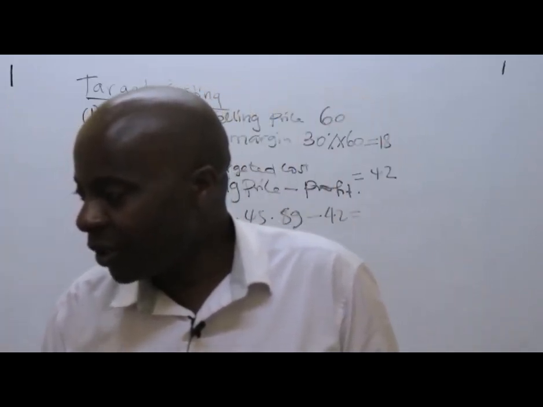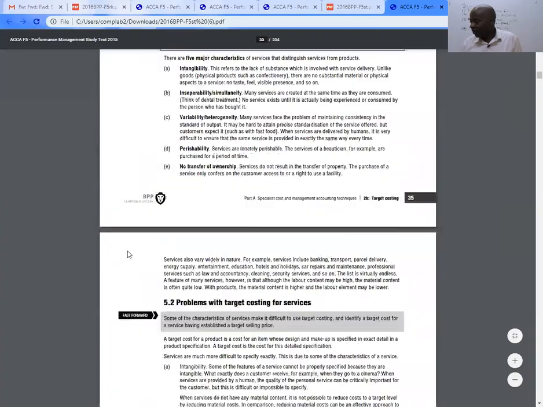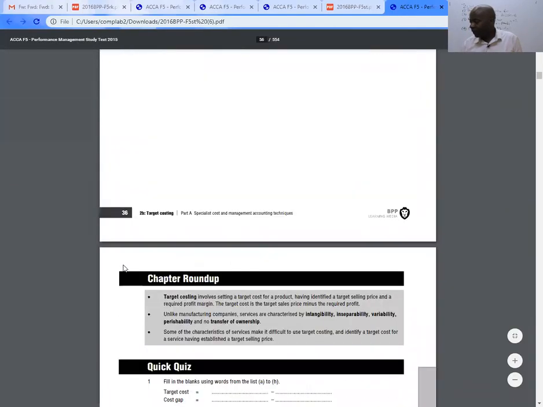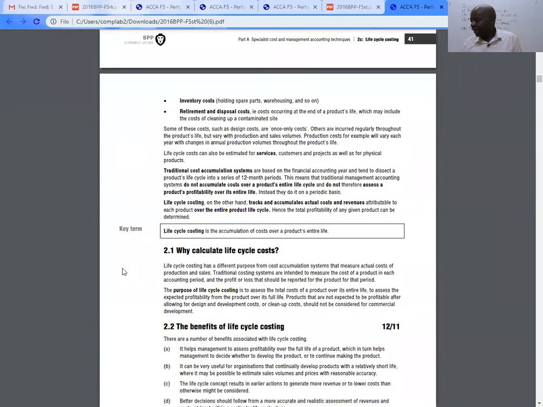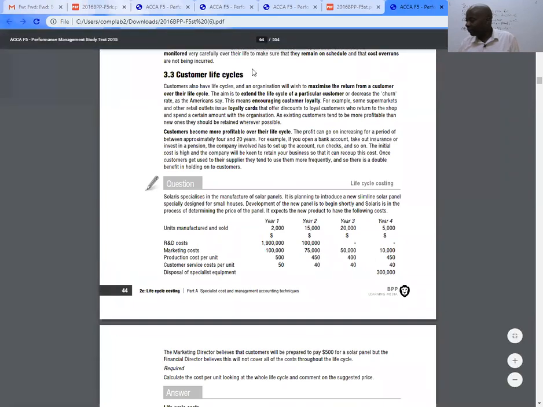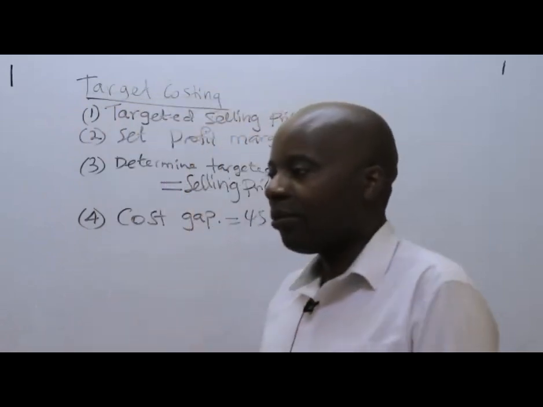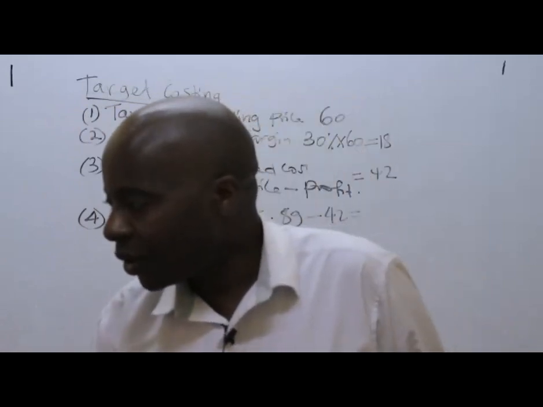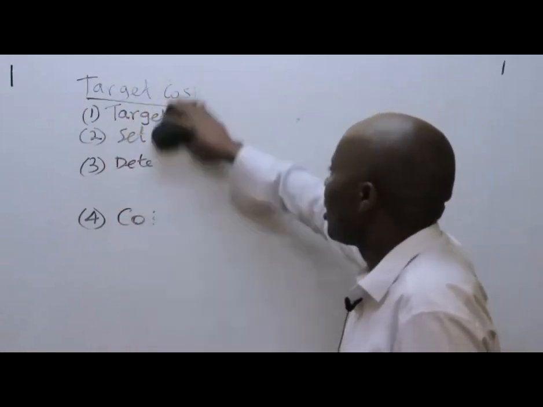Thank you very much. Now, ladies and gentlemen, mentioned there, life cycle costing. So under life cycle costing, what are we supposed to know? Under life cycle costing, ladies and gentlemen, what we are supposed to know basically are those life cycle stages of producing products, the life cycle stages of production.